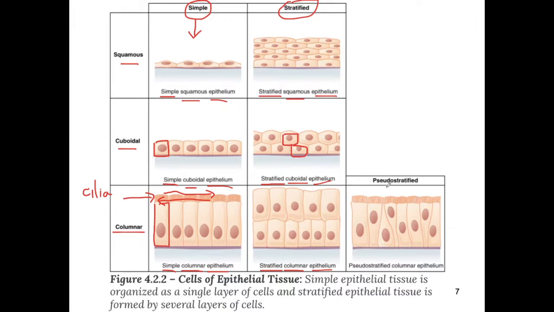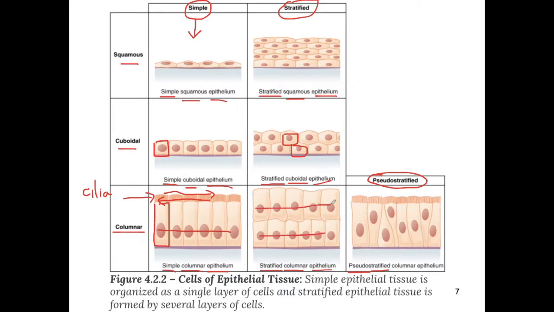Now off to the lower right, we see that there's a term here called pseudostratified. Now the word pseudo means false. So we're saying that this is a false stratified layer because if we look to the left of it, right, all of these nuclei are nice and aligned, right?